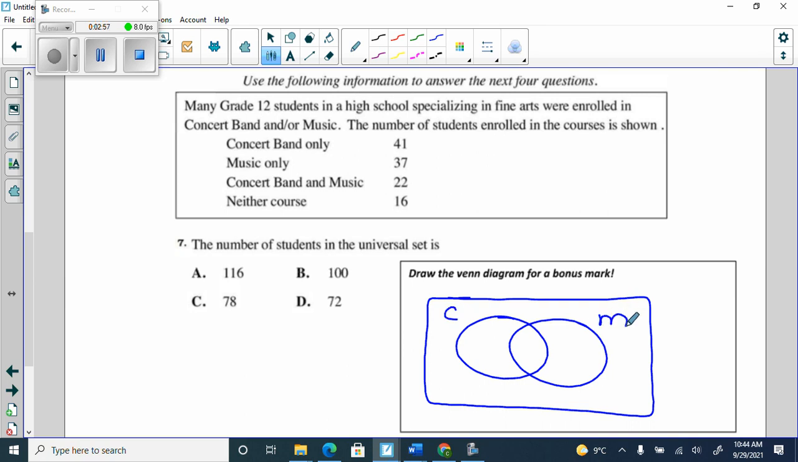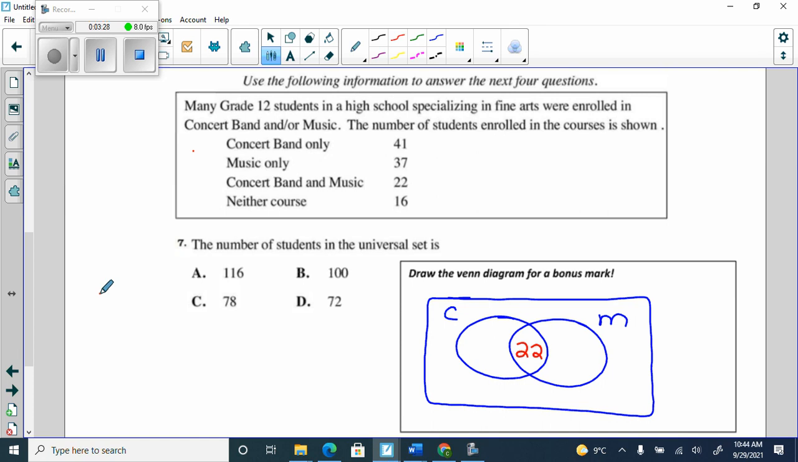So we have concert band and music only, concert band and music, and neither. Where do we always have to start on a Venn diagram? The middle, and the middle is what? It's 22 because it's the and, correct? What's crazy about this is you always have to start at the ands, but you can also start at onlys. Why can you start at onlys? Like concert band only. Why can I start there? Because it's not including the middle. It's just sitting there, right?